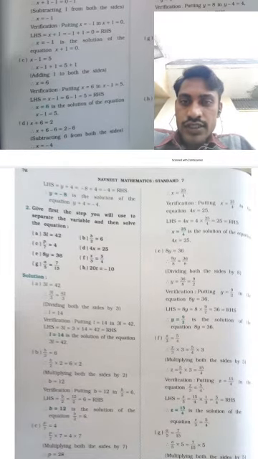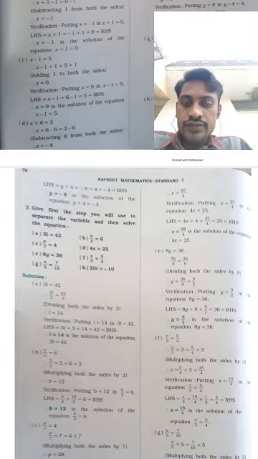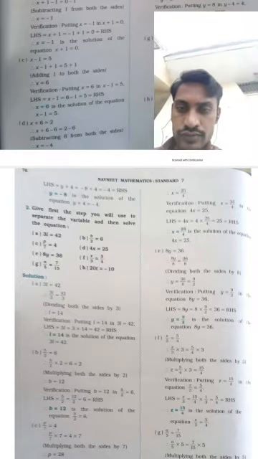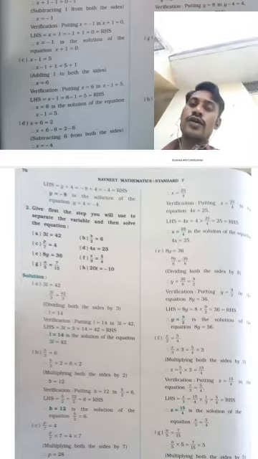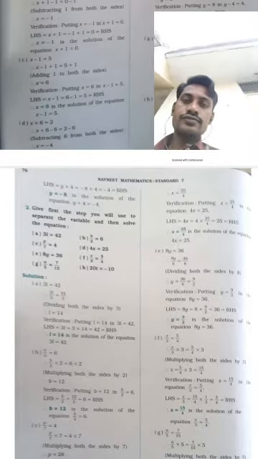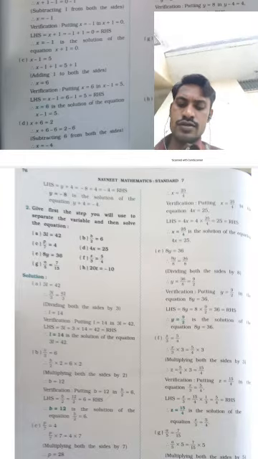Next question: give first the step you will use to separate the variable and then solve the equation. Now see here, first question, 3t is equal to 42.